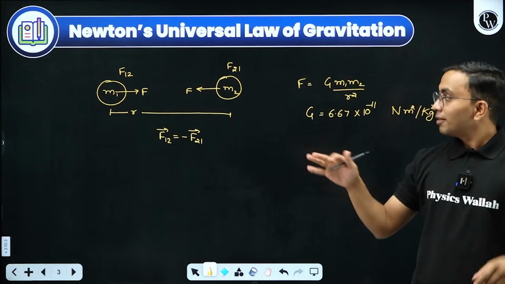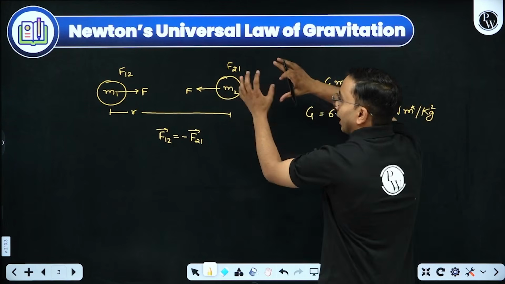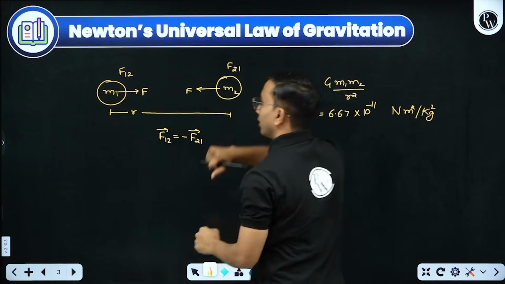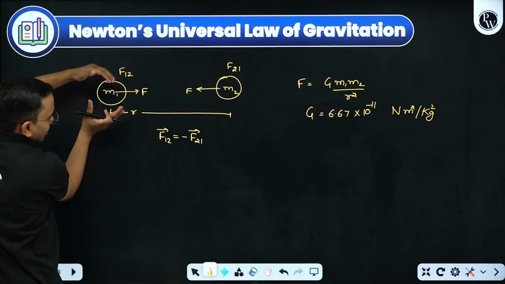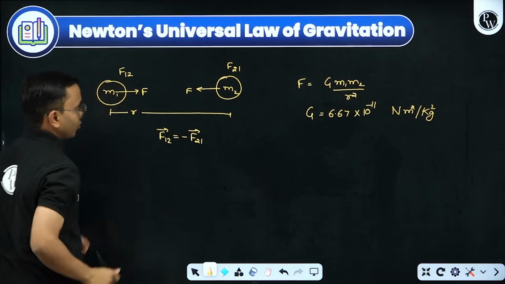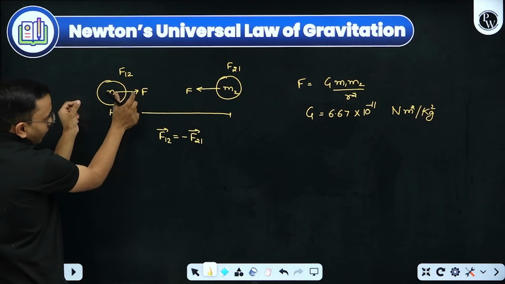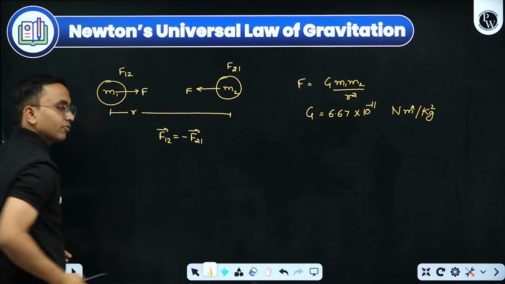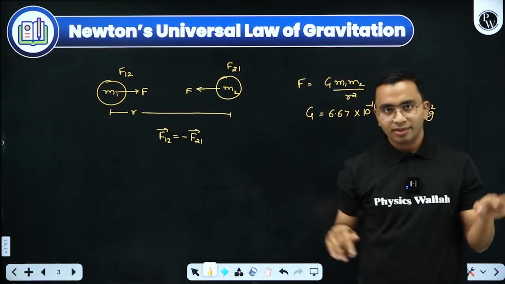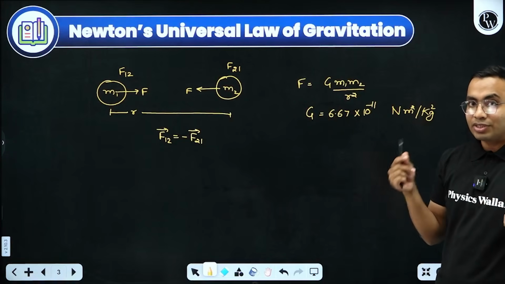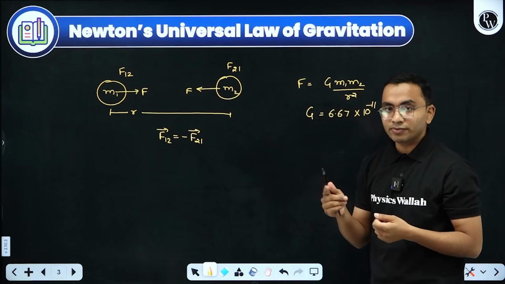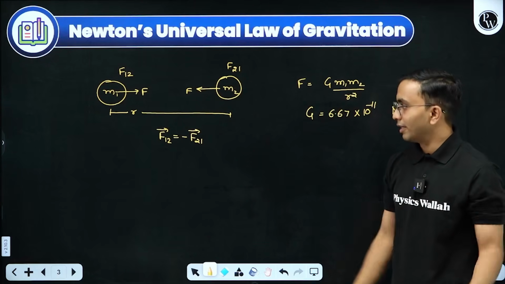Magnitude is the same, but the direction is opposite. M2 is being attracted by M1, so its direction is towards M1. Now, this M1 is being attracted by M2, so its direction is towards M2. So the direction of this force F12 is opposite that of F21. In gravitation, the force is always attractive. In electrostatics, we need to see whether it will be an attractive or a repulsive force, but here it is always attractive in nature.